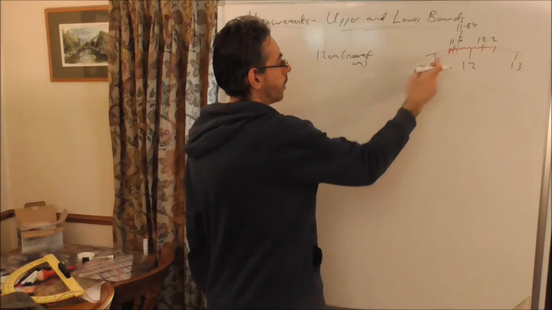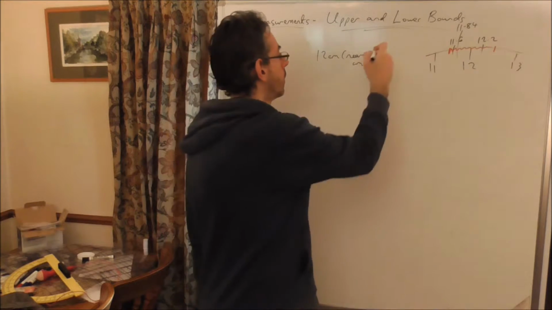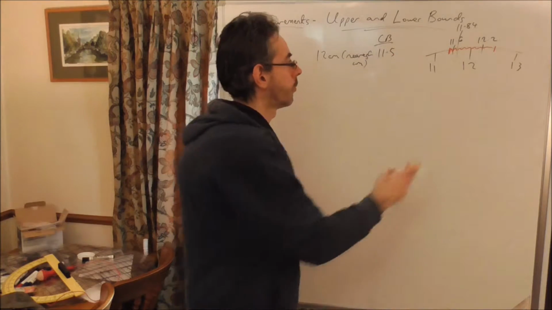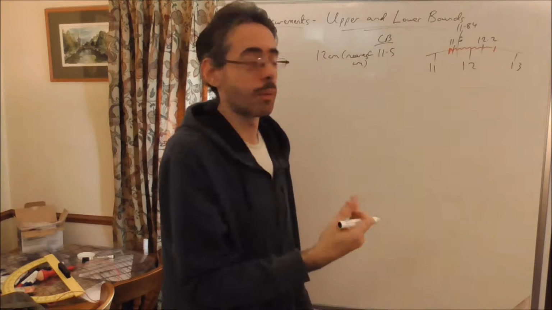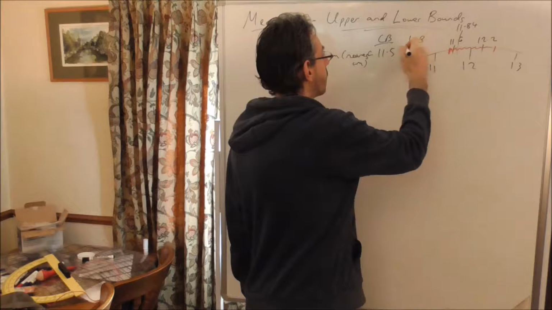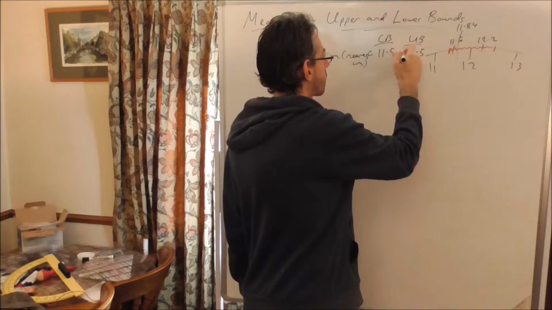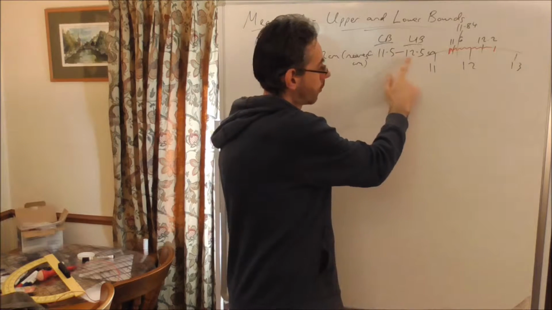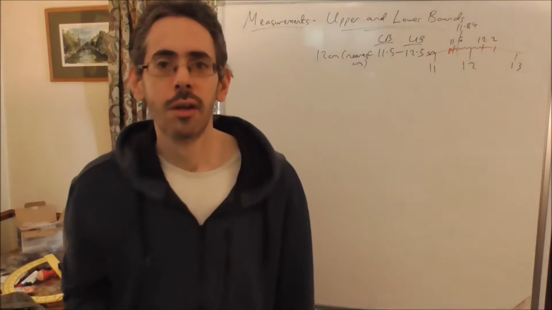So we say 11.5 is the lower bound, or the lower boundary. So the lower bound is 11.5, and 12.5 is the upper boundary, or the upper bound. So that's 12.5. And if the length rounds to 12, it's got to be somewhere in between. It's got to be somewhere in that range.